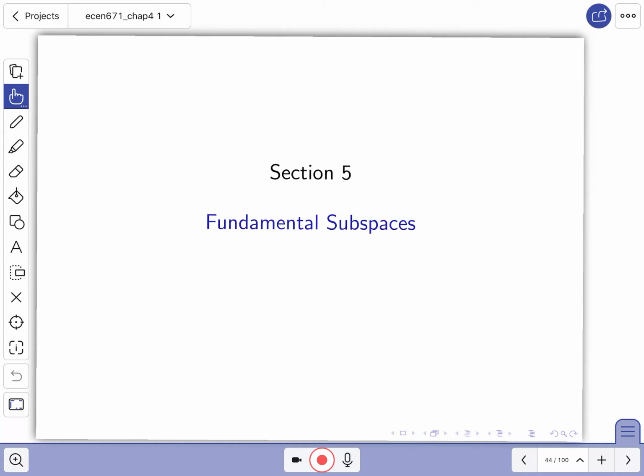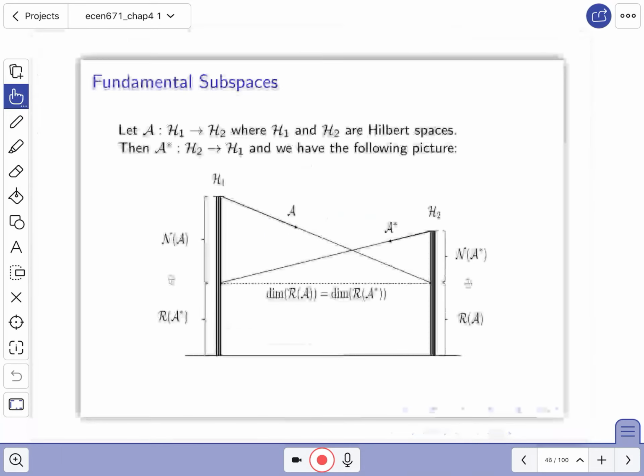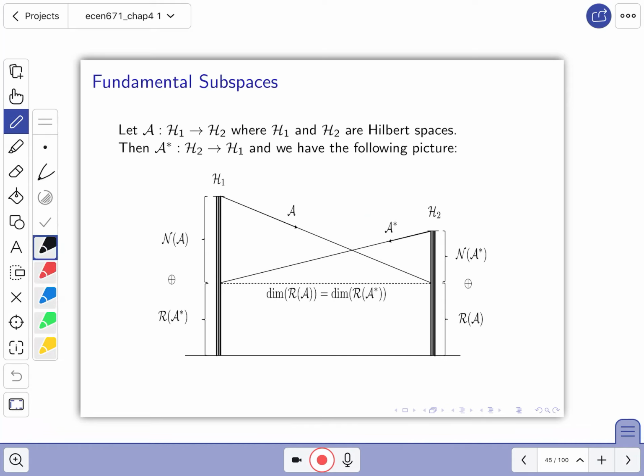Okay, we're going to talk about fundamental subspaces. The problem we're going to try to solve here, we're going to look at operator equations of the form y equals A operating on x. Given y with knowledge of A, can we solve for and find x? Okay, so these are general operator equations.